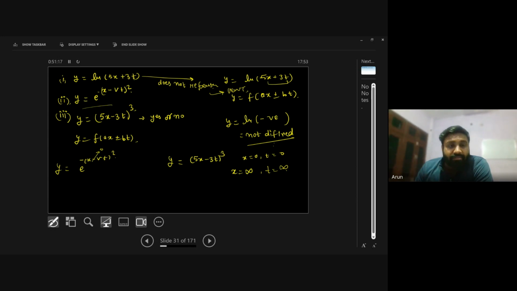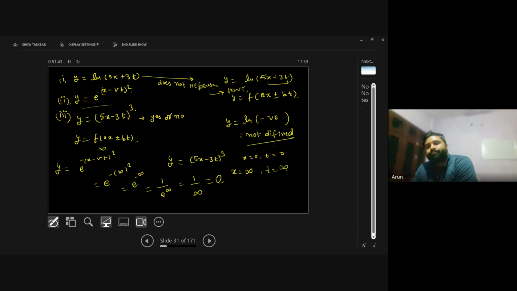But if I put this function to get a value of infinity, this will become e raised to the power minus infinity square. Infinity square is infinity. So e raised to the power minus infinity is 1 upon e raised to the power infinity. e raised to the power infinity is infinity, and 1 upon infinity is 0. So that is also a defined value.